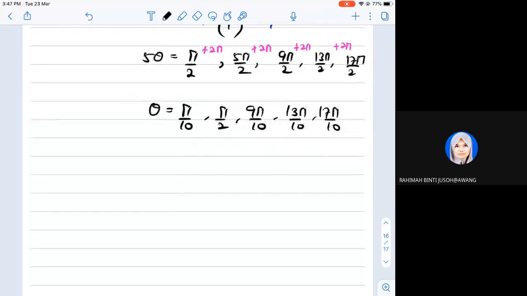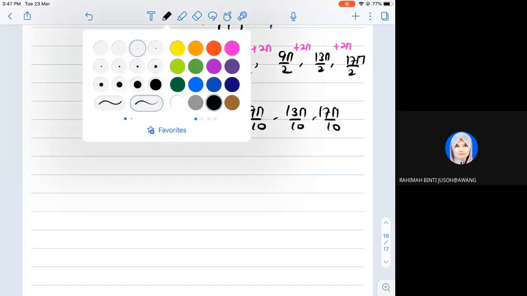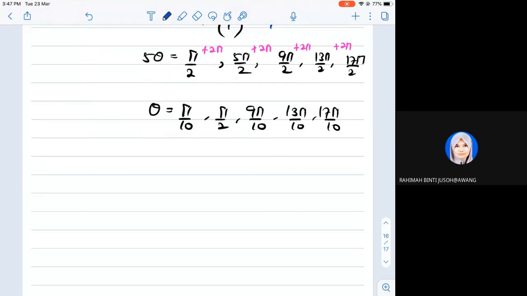Okay, now I want you to help me. Cuba cari nilai-nilai dalam degree, sebab dalam degree dia mudah sikit nak detect kuadran ke berapa kan. Okay, this one should be 18 degrees kan. Yang ni 90 degrees. Kalau 9 pi over 10 ni? 162 degrees. Okay, good. 13 pi over 10? 234 degrees. 17 pi over 10? 306 degrees. Okay. Yes.